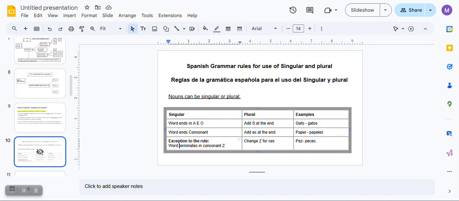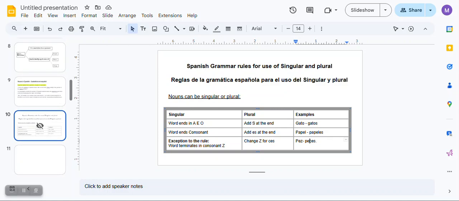Words that terminate in zeta, in z. You change the z, take it away from the word, and then you add this syllable at the end: ces. For example, the word pez, which is fish. Pez finishes in z, so you take it away. Want to make this noun plural? Take the z away and you put the particle ces at the end to make it peces. Two rules, one exception for singular and plural nouns in Spanish.